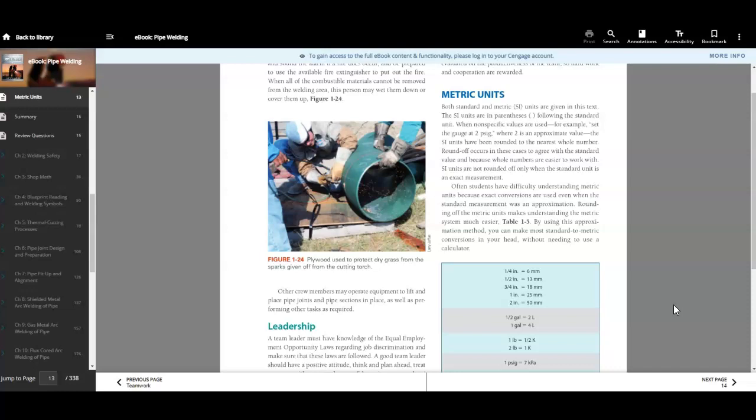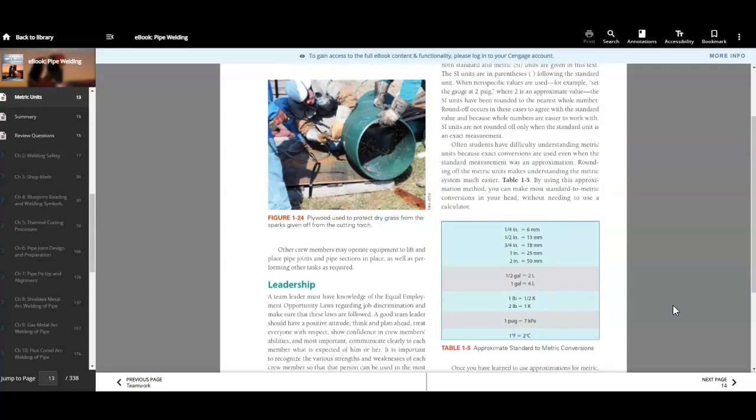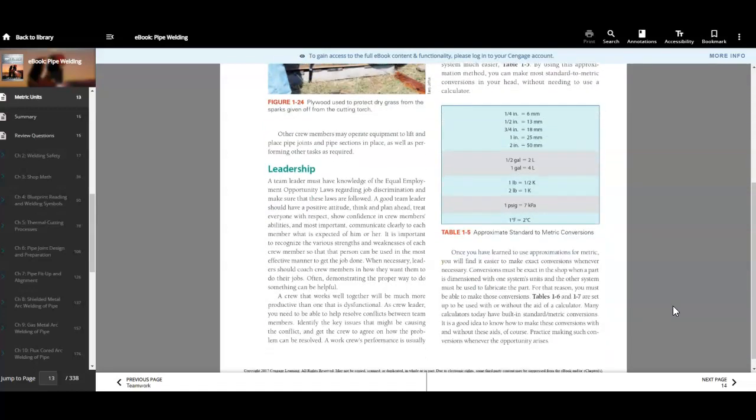Often students have difficulty understanding metric units because exact conversions are used when the standard measurement was an approximation. Rounding off the metric units makes understanding the metric system much easier. By using the approximation method, you can make most standard to metric conversions in your head without needing to use a calculator. Once you have learned to use approximations for metric, you will find it easier to make exact conversions whenever necessary.